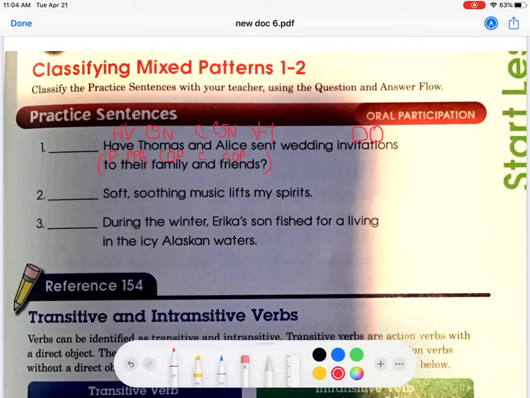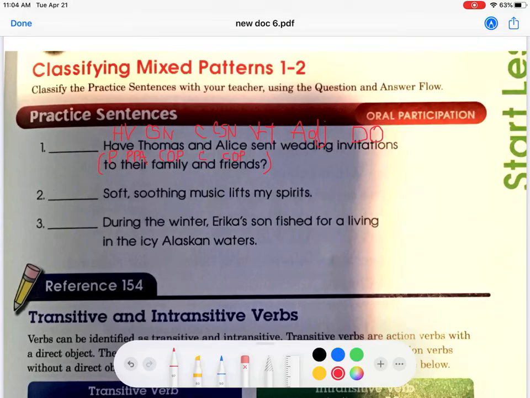Adjective would be wedding. Because in this case, you might think, well, wedding is a noun. But in this case, it's actually being used as an adjective because it's saying what kind of invitations? Wedding invitations. So it's actually being used as an adjective in this sentence. And they're not sending a wedding, right? They're sending invitations. So make sure that you find the right word for the direct object. Now we have every word classified.